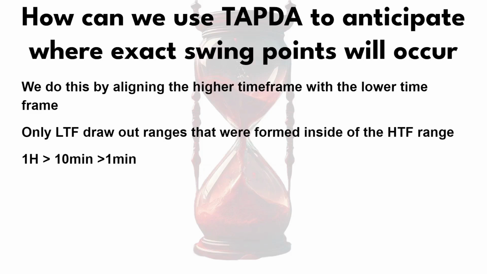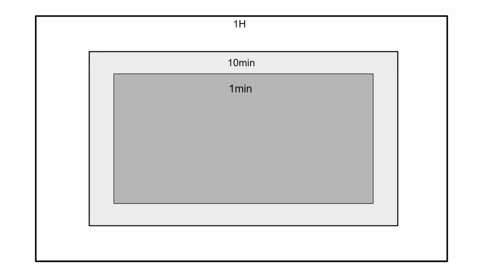I know we've been looking at this one blank screen for quite a while, but I just need to get through that just so everyone can understand how we fractalize TAPDA. This right here is a visual schematic of what I mean. As you can see on the outside, this right here is our hourly range. This is our biggest range. Inside of that range, we then have our 10 minute range. This range is slightly smaller than our hourly range, but it's formed inside of our hourly range. And then inside of there, we have our 1 minute range. This 1 minute range is formed inside of our 10 minute and inside of our hourly. So I hope that concept is clear to everyone.